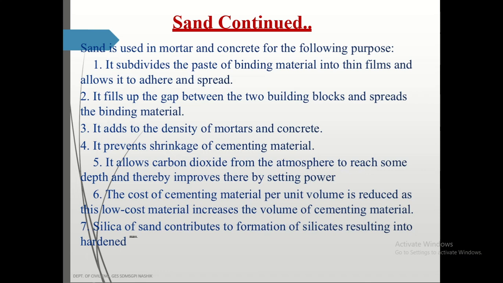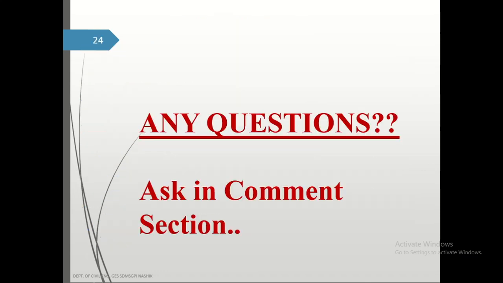These are the uses. You can see that it adds density. It fills the gap between blocks. It subdivides the paste of binding mortar into thin films and allows it to adhere and spread, meaning we get an adhesive type of mortar by using sand. It also prevents shrinkage of cementing material. Setting happens because it allows carbon dioxide from the atmosphere to reach some depth, and thereby improves setting power.